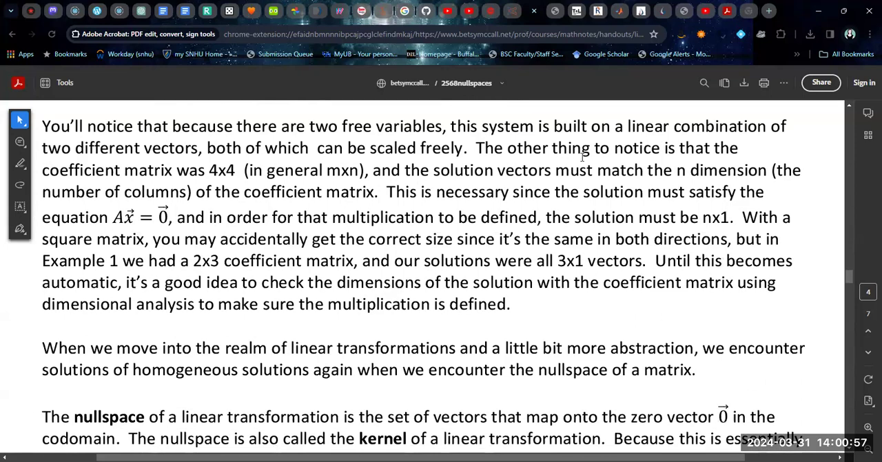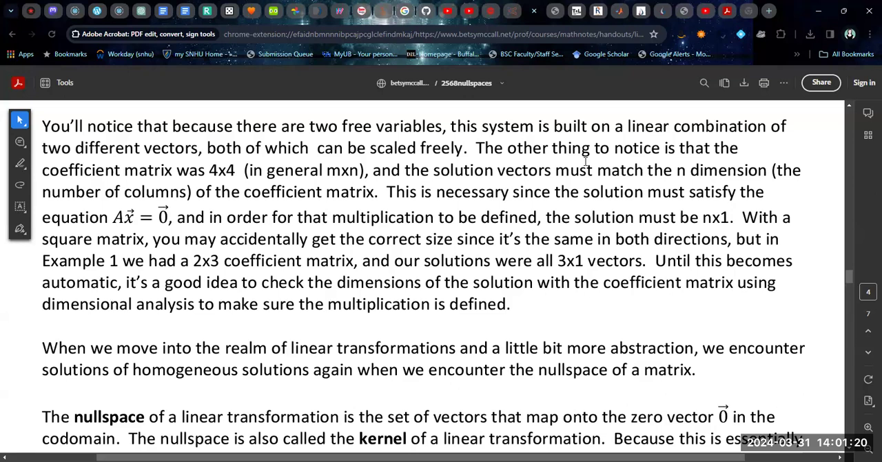Now, because there are 2 free variables, this system is built on a linear combination of 2 different vectors, both of which can be scaled freely. And then the coefficient matrix in the original problem was 4x4, and the solution vectors have to match the dimension, the n dimension, the number of columns of the coefficient matrix.